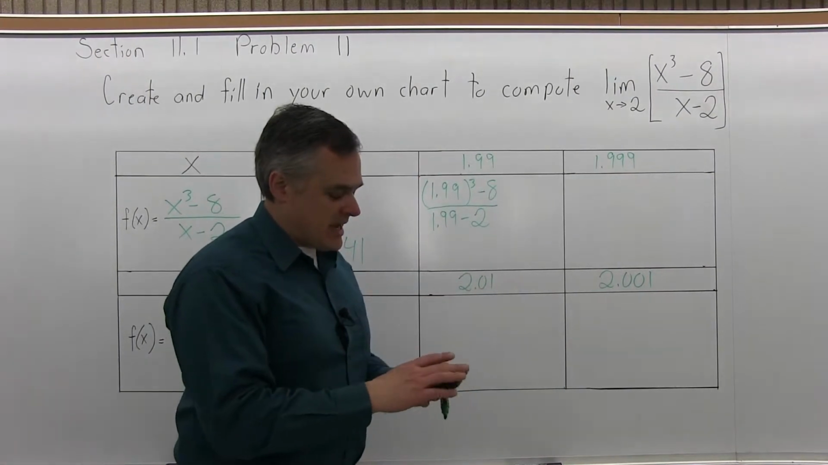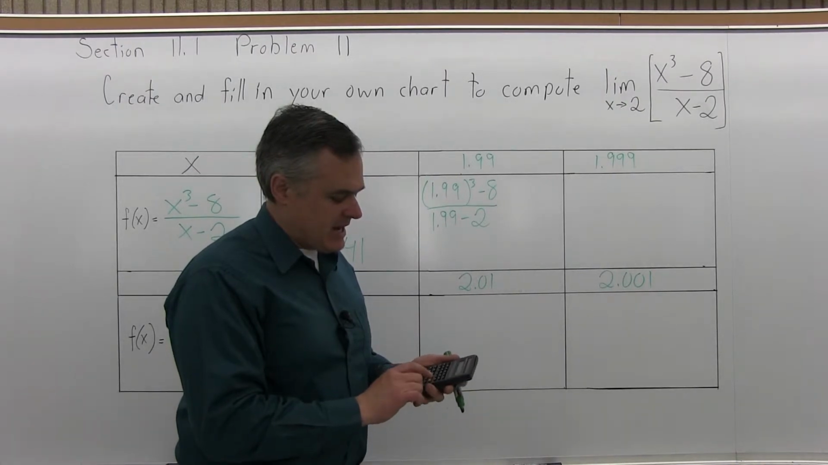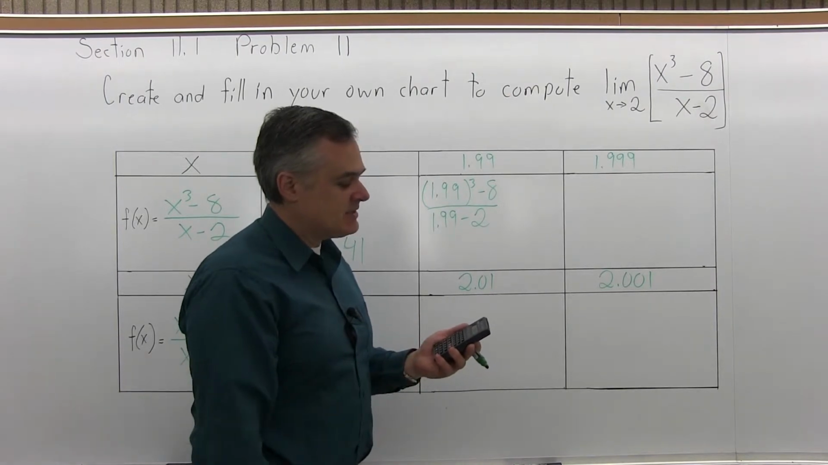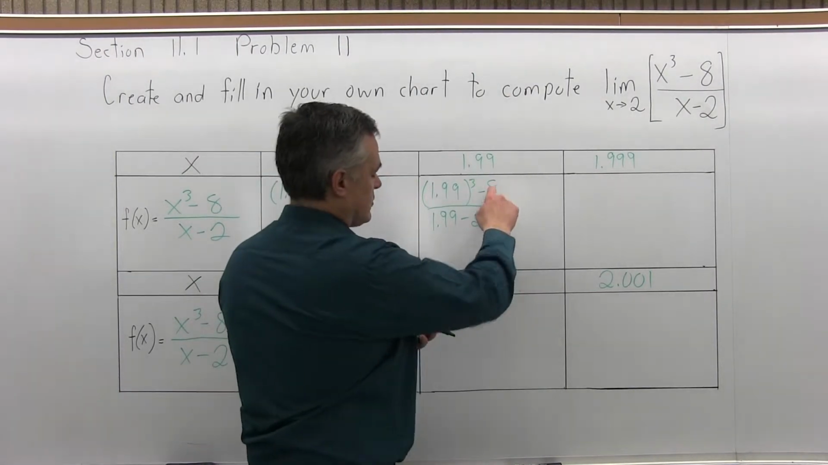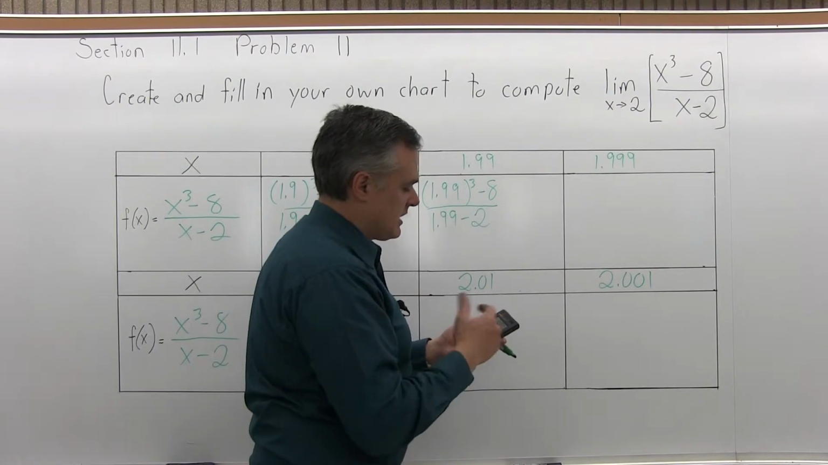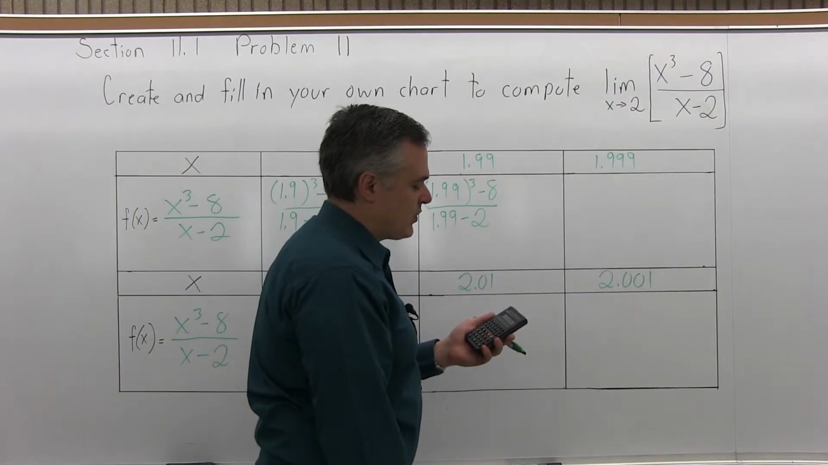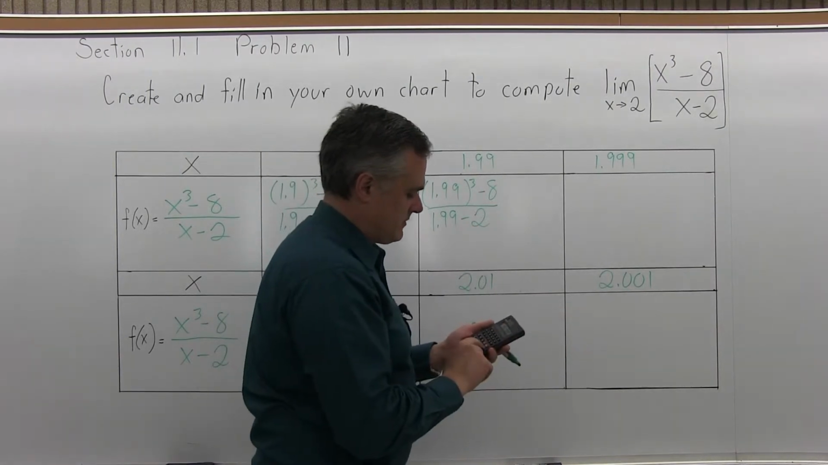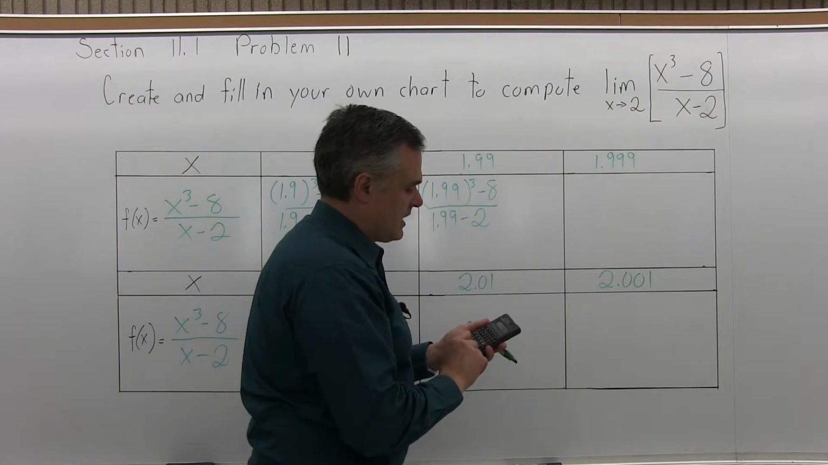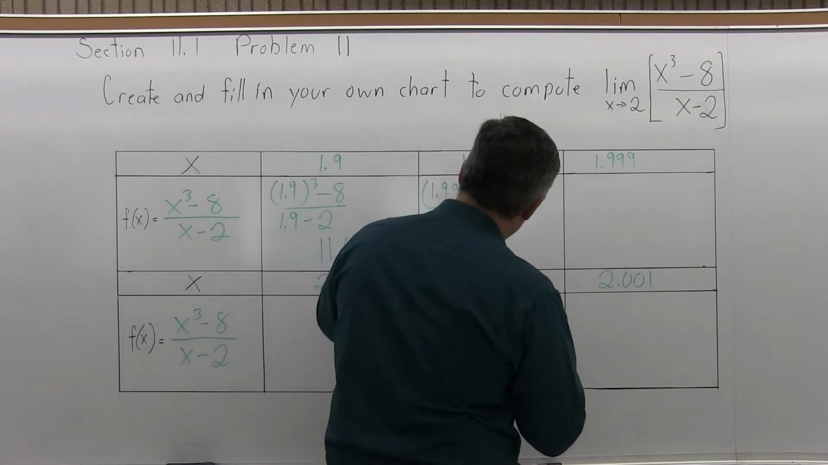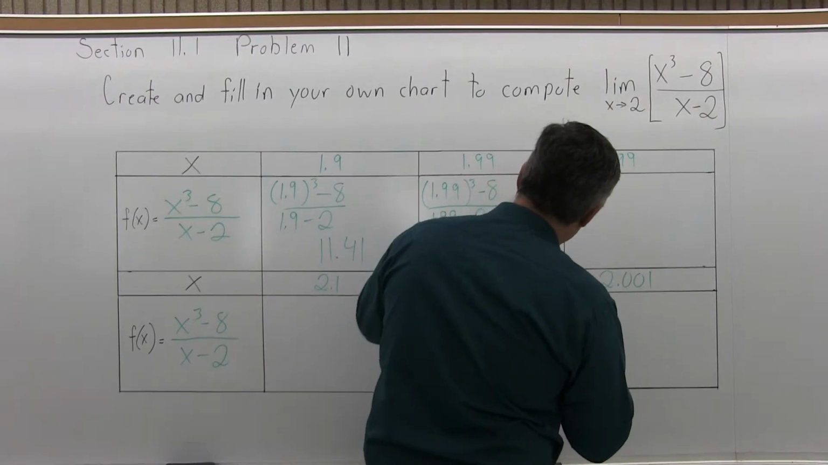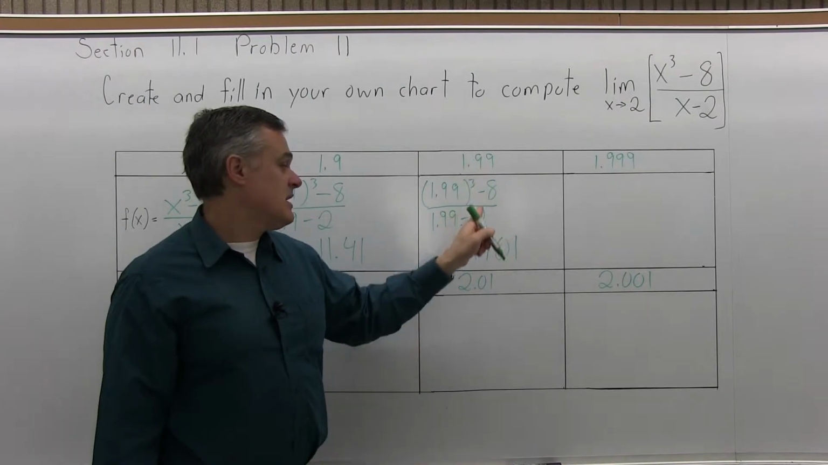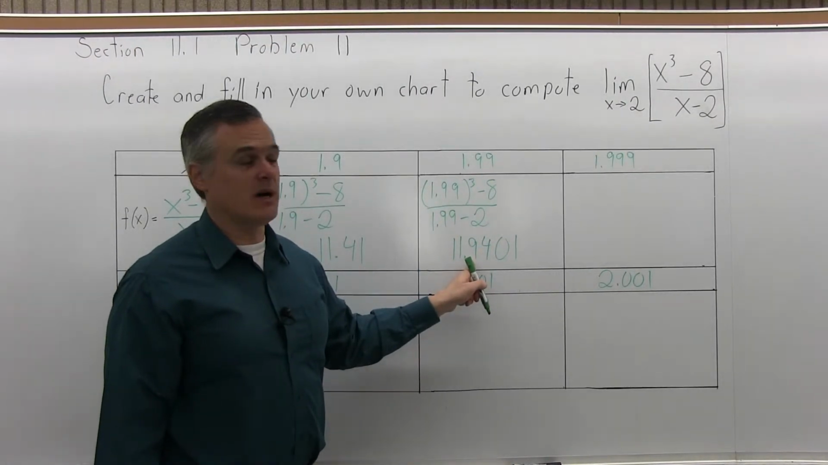And again, I'll do the math, use the calculator. 1.99 raised to the third power for this part, I get an answer of 7.880599. I'm going to subtract 8 from that. Get an answer, negative 0.119401. Divide by, in the bottom, I can see it's going to be negative 0.01. And I get 11.9401. When I put in a 1.99 for x, I get an 11.9401 for y.